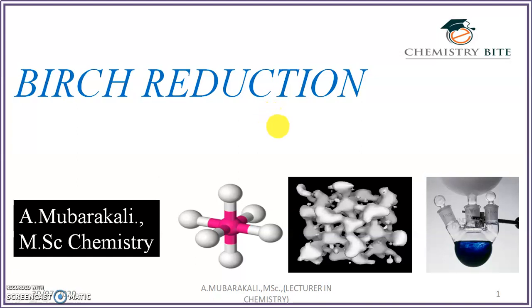So in this lecture we are going to discuss the Birch reduction. Before starting the Birch reduction, the first thing to note is that when lithium or sodium dissolves in ammonia, they give an intense blue color solution. You can see here, this is the solution of lithium in liquid ammonia, a very intense blue color solution. The reason for the very intense blue color is the solvated electrons. Electrons get solvated here.